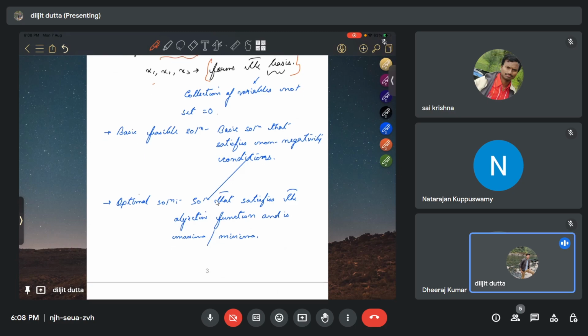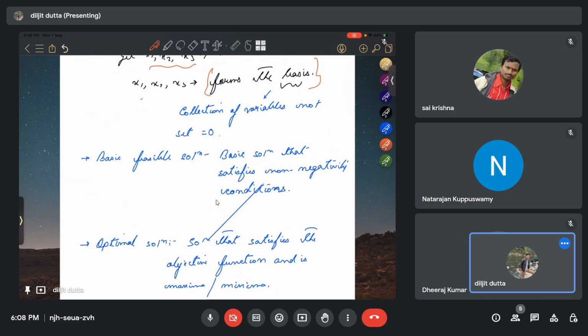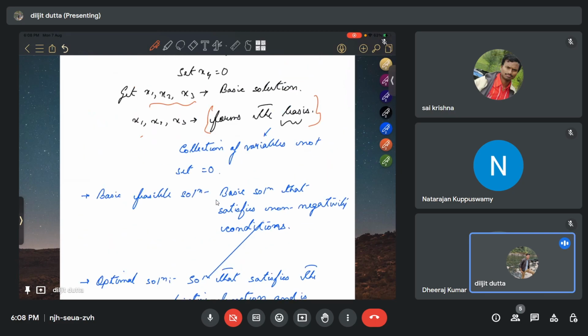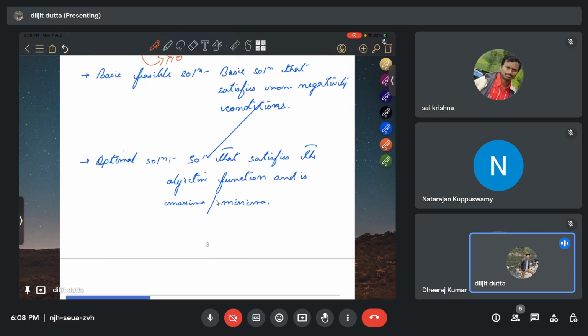Next, what is a basic feasible solution? A basic feasible solution satisfies the non-negativity conditions. That is, we get the values of x1, x2, x3, and if these values are greater than or equal to 0, then we say it is a basic feasible solution. And lastly, the optimal solution: it is a solution that satisfies the objective function and is a maxima or a minimum.